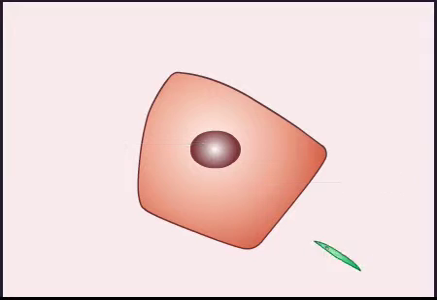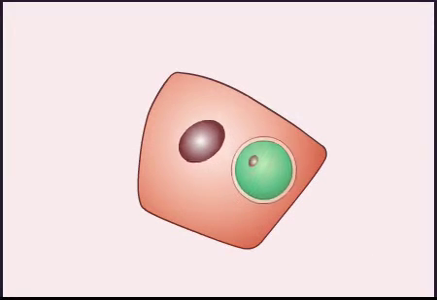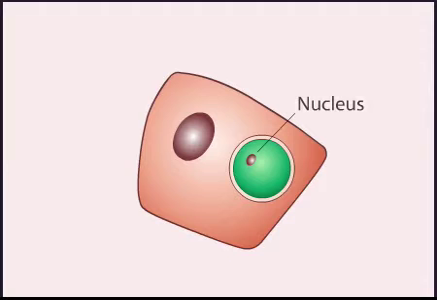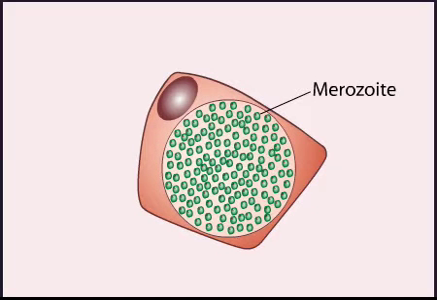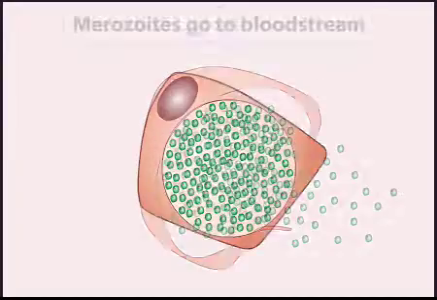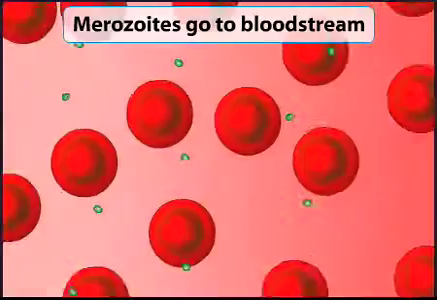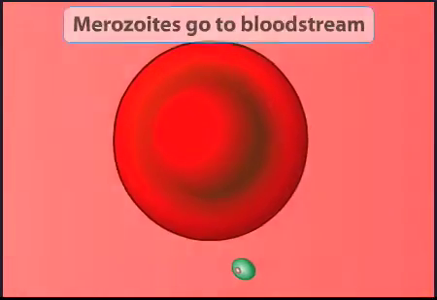A sporozoite enters a liver cell and begins to feed and grow. During the process, the parasite's nucleus divides many times, and then the nuclei bud off to produce thousands of new Plasmodium cells, now in a form called merozoites. About a week later, the merozoites burst out of liver cells and enter the bloodstream.